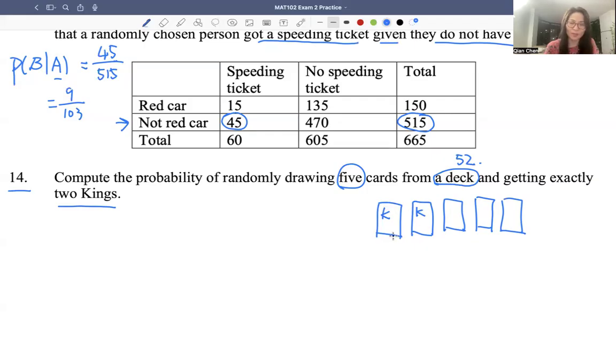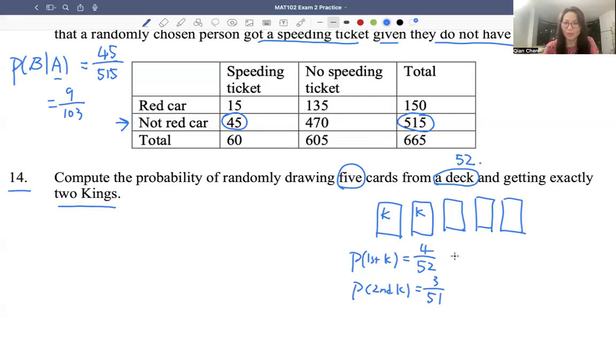Okay, let's figure this out. The probability of the first one being a king, the first king, would be 1 out of 52. Then the probability of the second one being a king would be, oh, hold on, not 1, because we have 4 kings. So it will be 4 out of 52. But the second king will only have 3 out of 51.